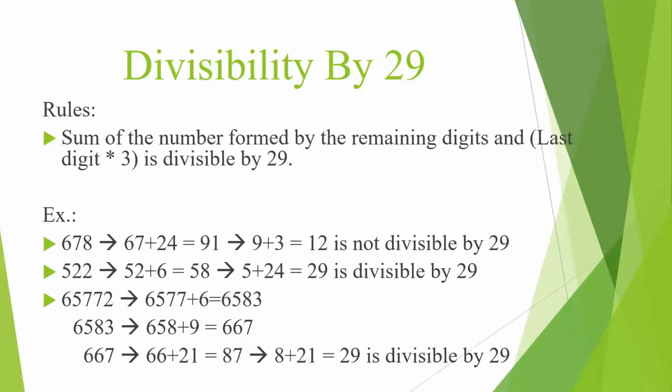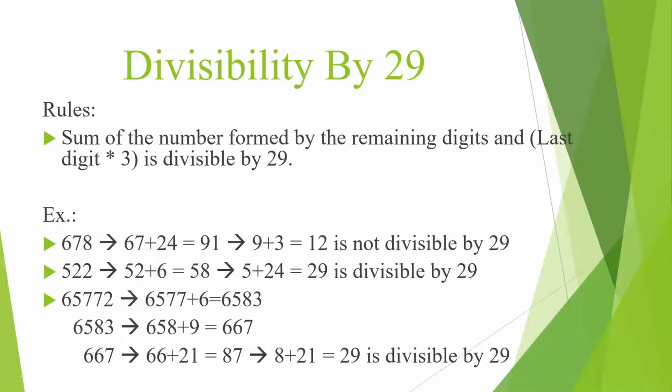Let us see another example, 522. Ignore the last digit, we will get 52 plus last digit into 3, which is nothing but 2 into 3 equal to 6. 52 plus 6 is equal to 58. Let us reduce it further. Ignore the last digit, we will get 5 plus last digit into 3. 8 into 3 equal to 24. 24 plus 5 equal to 29. 29 is divisible by 29. So the number 522 is also divisible by 29.